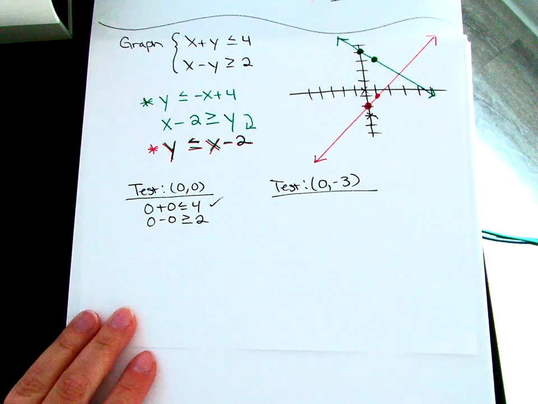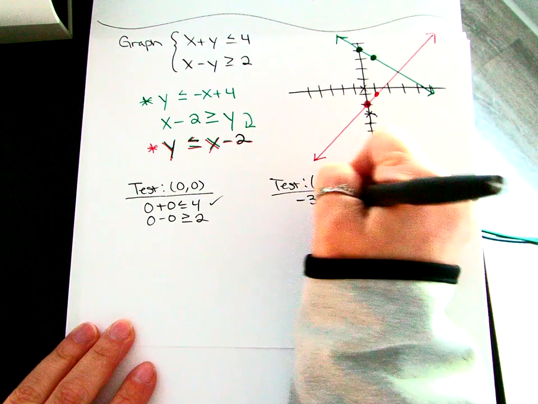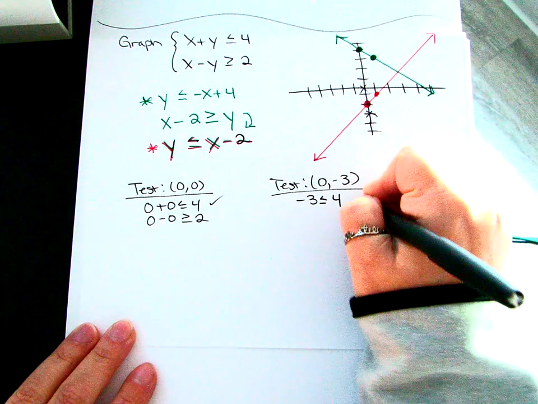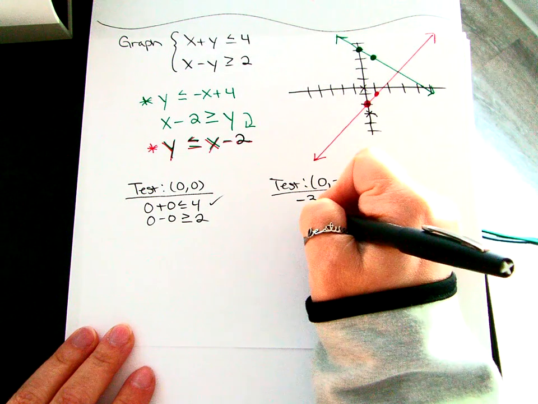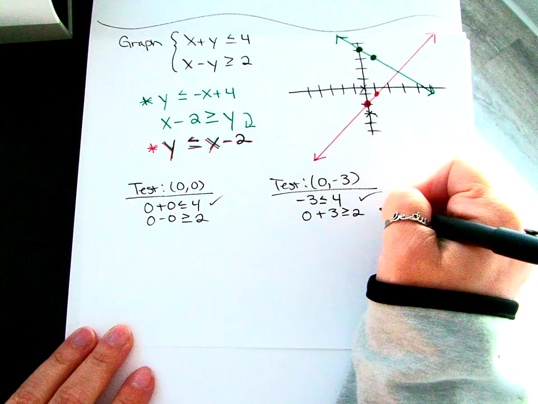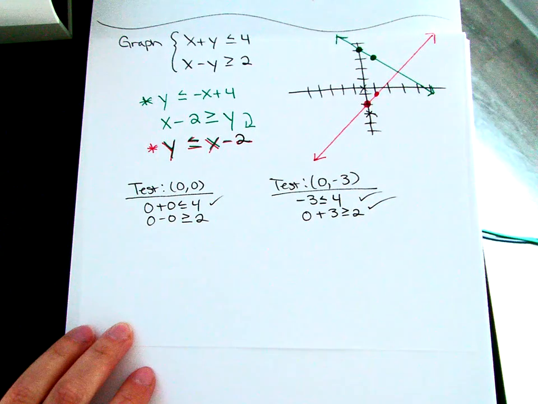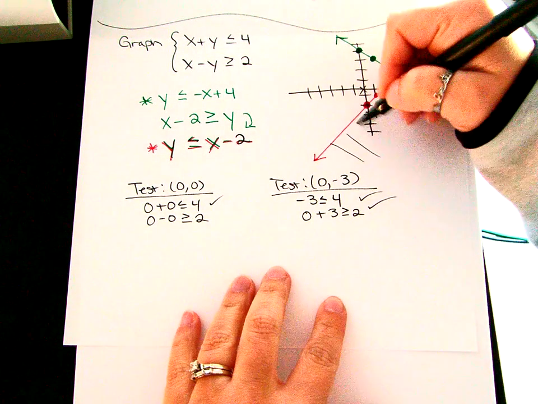So for that top equation, I would have negative 3 is less than or equal to 4. That works. For the bottom equation, I would have 0 plus 3 is greater than or equal to 2, so 3 is greater than or equal to 2. So that works. Once you get a true statement, you are done. You will only shade one section. So if you luck into finding that section quickly, then you are done quickly.